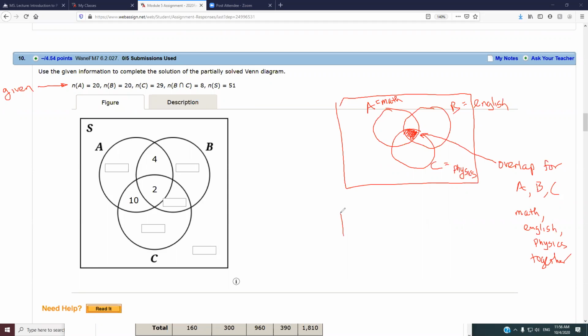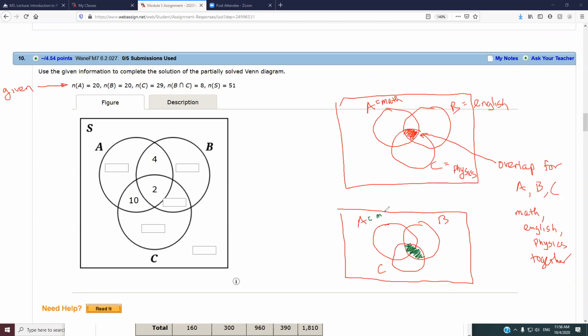All right, what about these other regions? Again, here's A, B, and C. Let me look at this region right here. And again, we're going to call A math, B is English, and C is physics.